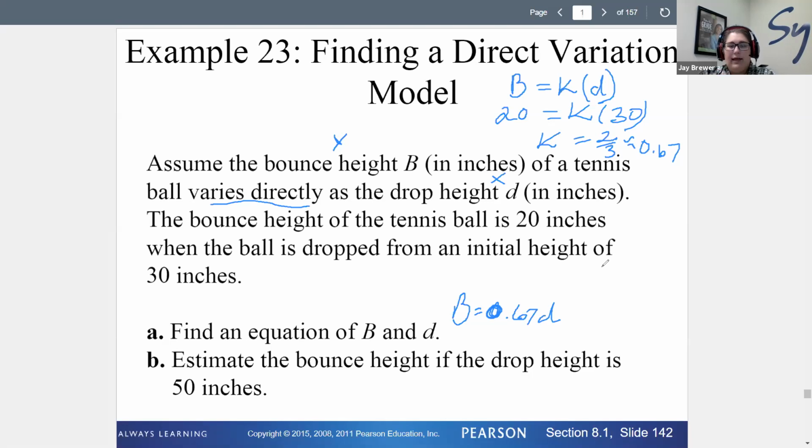Now it wants to know, estimate the bounce height if the drop height is 50 inches. So we're just going to plug 50 in for d. Okay, so 0.67 times 50 equals approximately 33.5 inches. Okay. And we will save that slide.